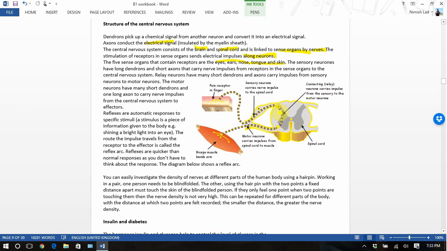If this was a normal response, when it got to the central nervous system, it would go all the way up the spinal cord, all the way to the brain. The brain would decide what to do and then come back down again. And then it will go to the motor neuron. So we don't have that response of going to the brain if it's a reflex.